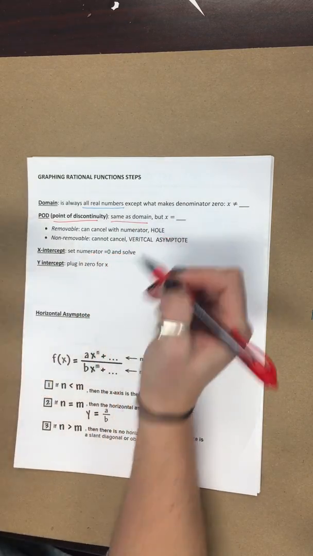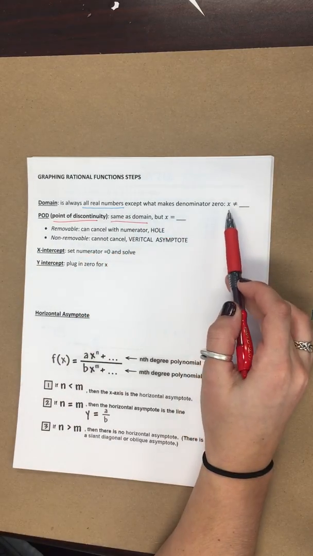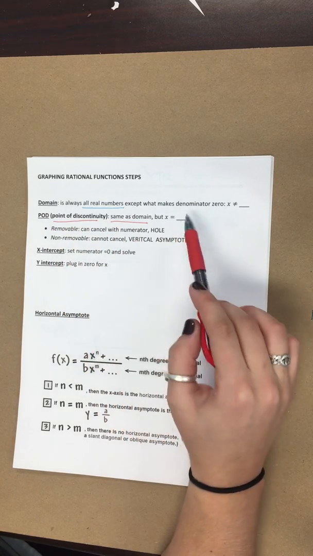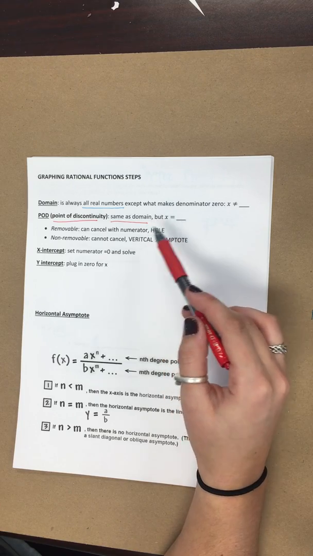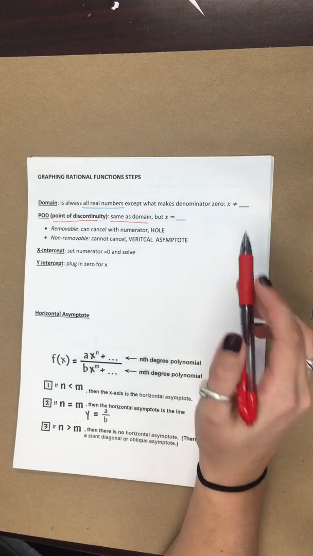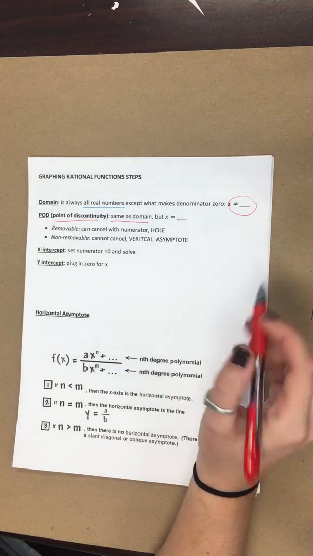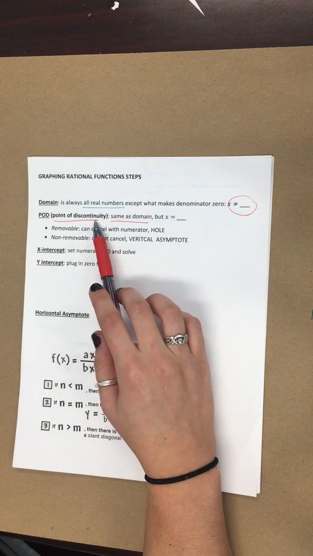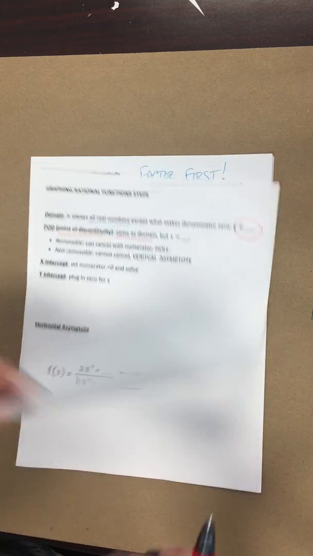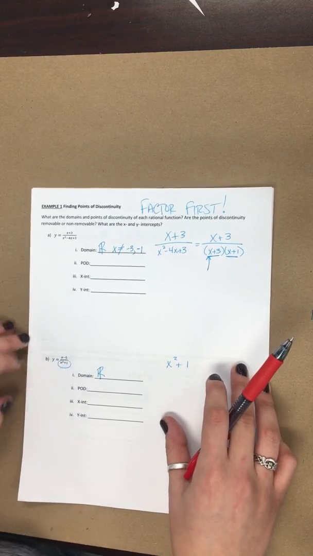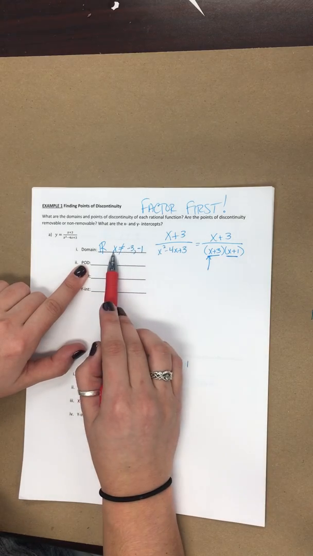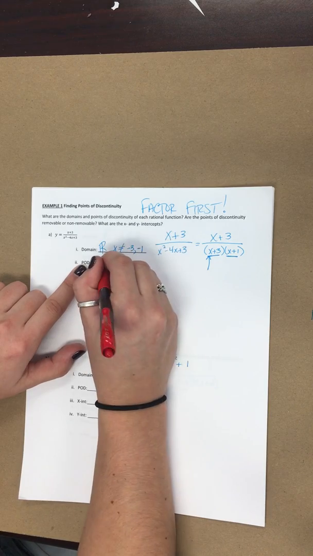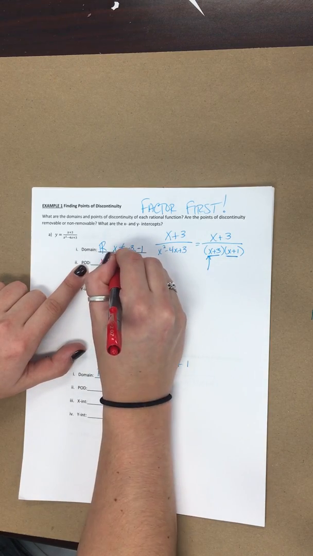It's the same as the domain because the domain is saying x cannot be that value, and the POD is saying it's discontinuous at that point. So domain, this part, is exactly the same as POD. It's saying where x is not allowed to be, where it's discontinuous. So they're kind of synonyms, all right? So here's the easy part. Where it says POD, you write the exact same thing you wrote on the first line, but instead of a cannot equal sign, you're just going to write an equal sign.